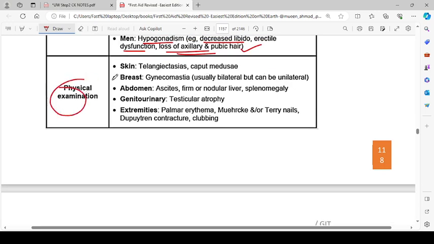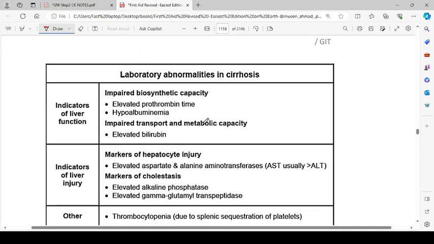On physical examination, on the skin there will be telangiectasias and caput medusae. On the breast, there will be gynecomastia in the males, usually bilateral but can be unilateral as well. In the abdomen, we will find ascites, a firm or nodular liver, and splenomegaly. The genitourinary system will show testicular atrophy, and the extremities will show palmar erythema, Muehrcke or Terry nails, Dupuytren contractures, and clubbing.